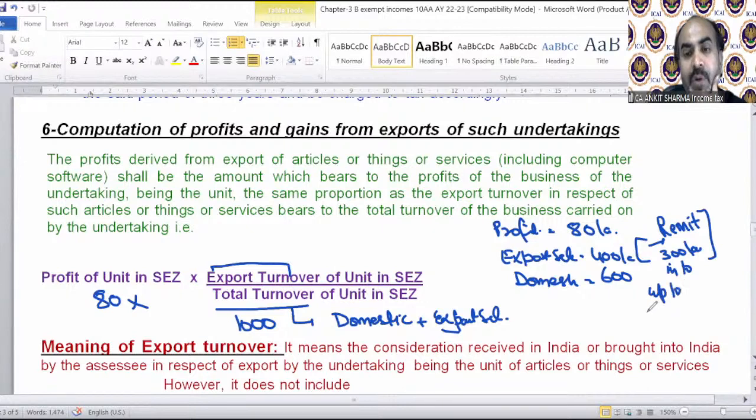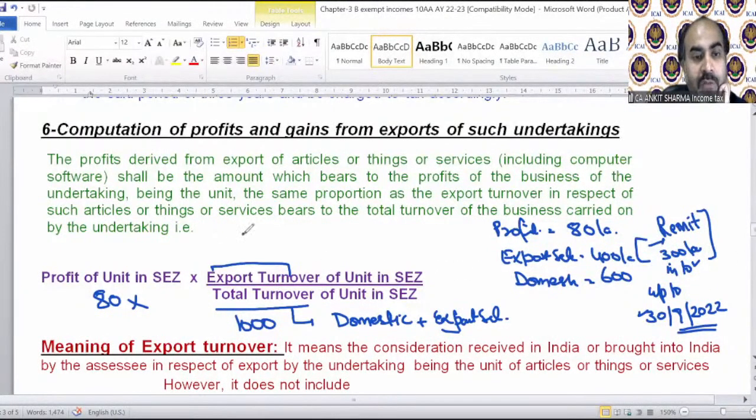The fixed date is up to 30th September 2022, September of your assessment year. So your previous year is 21-22. The department has said whatever sale you have done up to 31st March 22, out of that sale, whatever amount you have remitted into India up to 30th September 22 or the date specified by the RBI. So up to 30 September, we have remitted 300 lakh. So this 300 lakh is called export turnover.